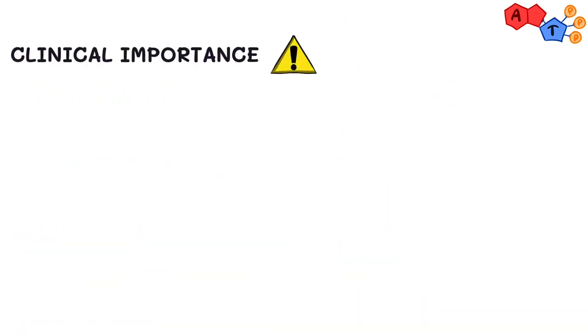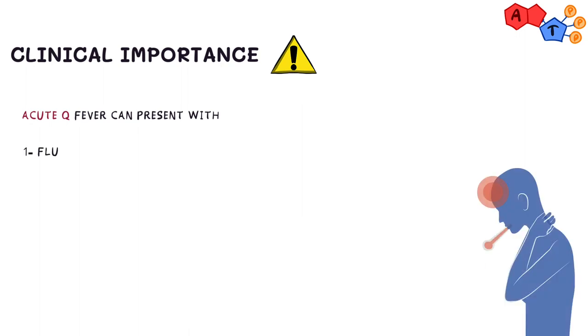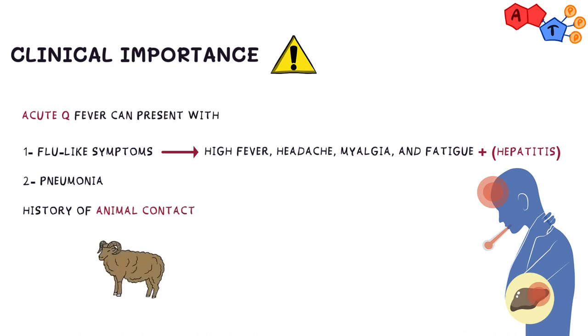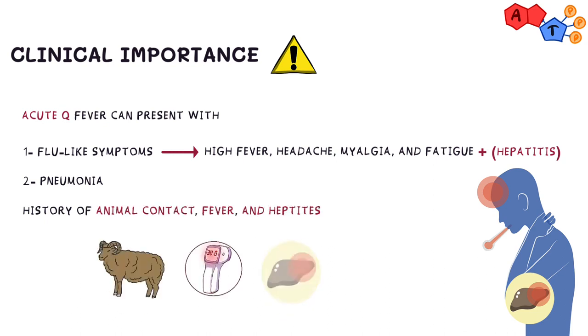Moving on to the symptoms, acute Q fever can present with flu-like symptoms and pneumonia. The flu-like symptoms include a high fever, headache, myalgia, and fatigue. These are pretty common in many infections, but Coxiella has a unique presentation, which is hepatitis. If a patient comes with a history of animal contact, fever, and hepatitis, you should think about Coxiella right away.